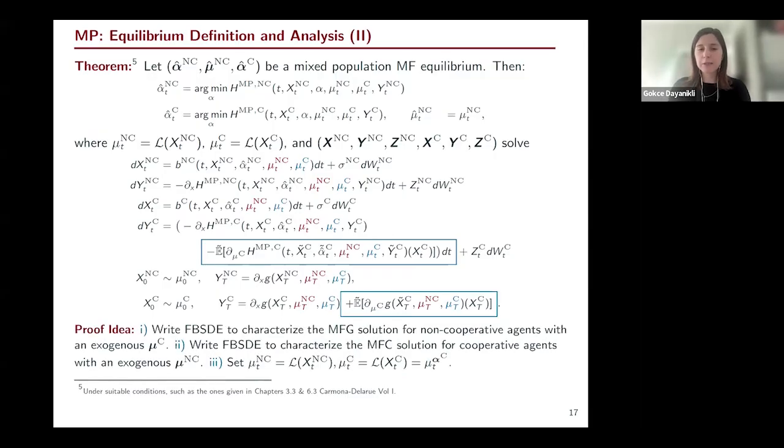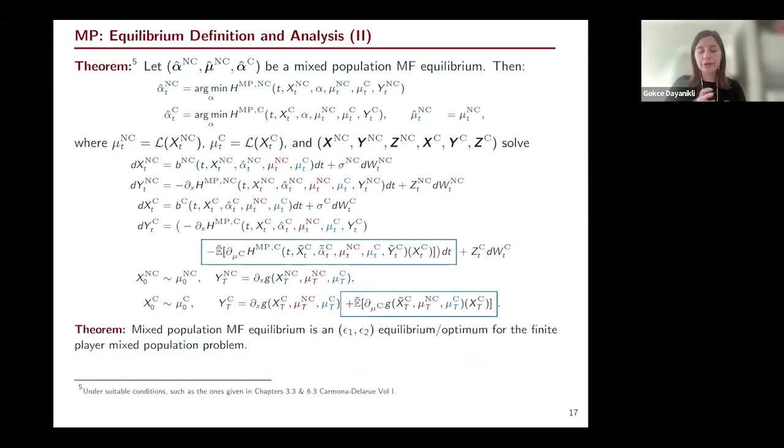So the proof idea is pretty straightforward. We write the forward-backward stochastic differential equation that characterizes the mean field game solution for the non-cooperative agents, while we keep the cooperative agents' distribution exogenous. And then we write the forward-backward stochastic differential equation that characterizes the mean field control solution for the cooperative agents, while we keep the distribution of the non-cooperative agents exogenous. At the end, we need to have the fixed point to ensure that the non-cooperative agents' distribution is the one that comes from their best response.